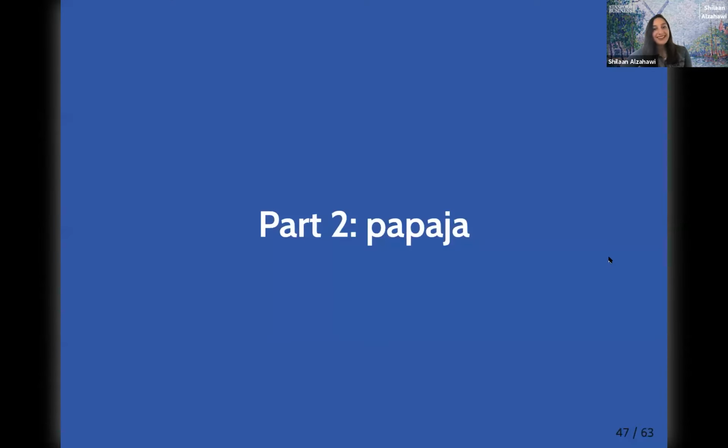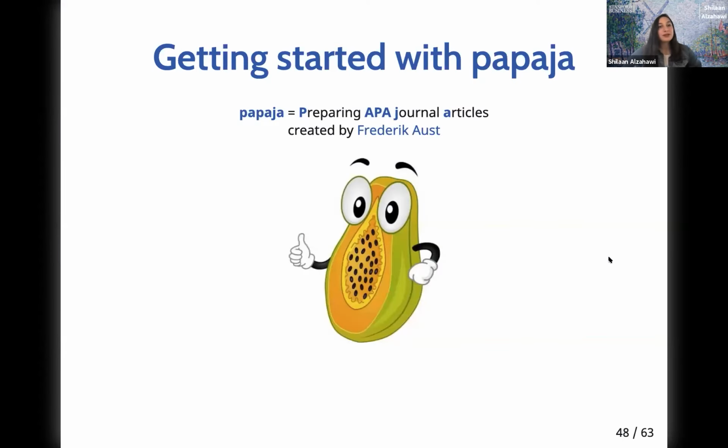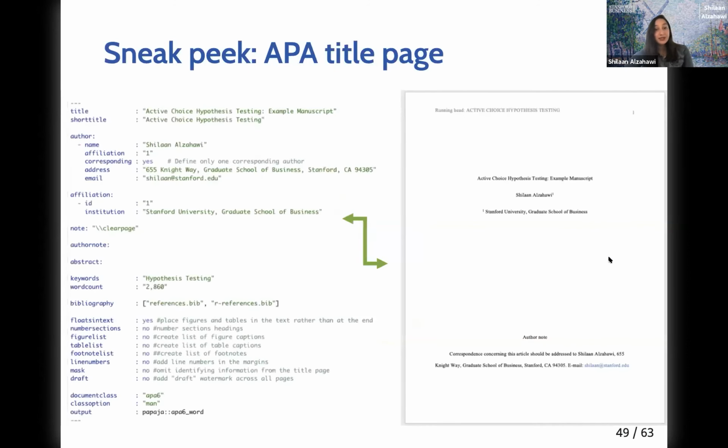So let's get to the second part, which is really going to bring it all together and allow us to create APA manuscripts in R. The way that we do that is with a specific package created by Frederick Aust. It's a package called papaja, which stands for Preparing APA Journal Articles. I already gave you the sneak peek before. I love it. I just love clicking a button and then getting an APA manuscript.